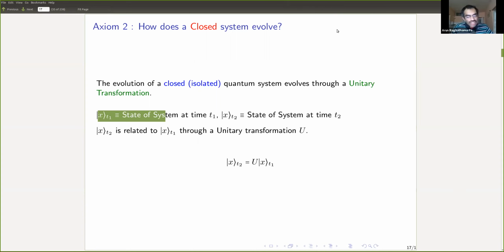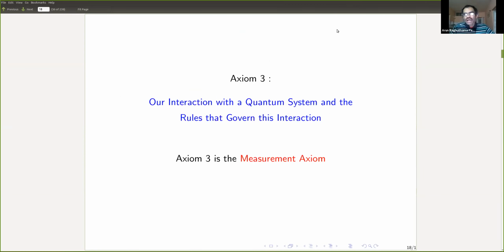And the third axiom is a very important axiom, or possibly one of the most important axioms. And it tells you how our interaction with a quantum system is governed. Okay, what rules govern our interaction with a quantum system? This is extremely important, and I'll tell you why.